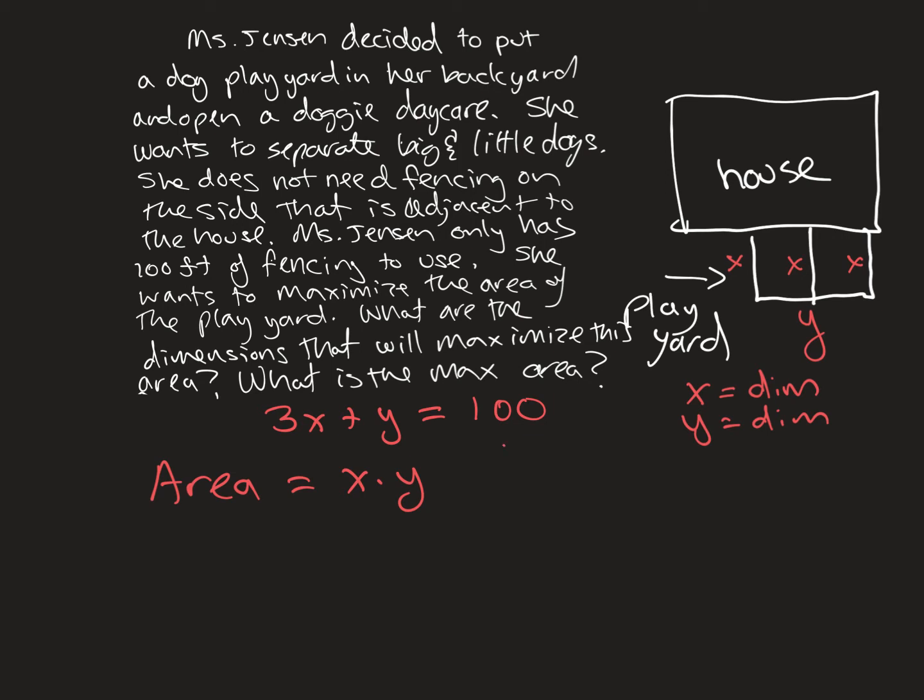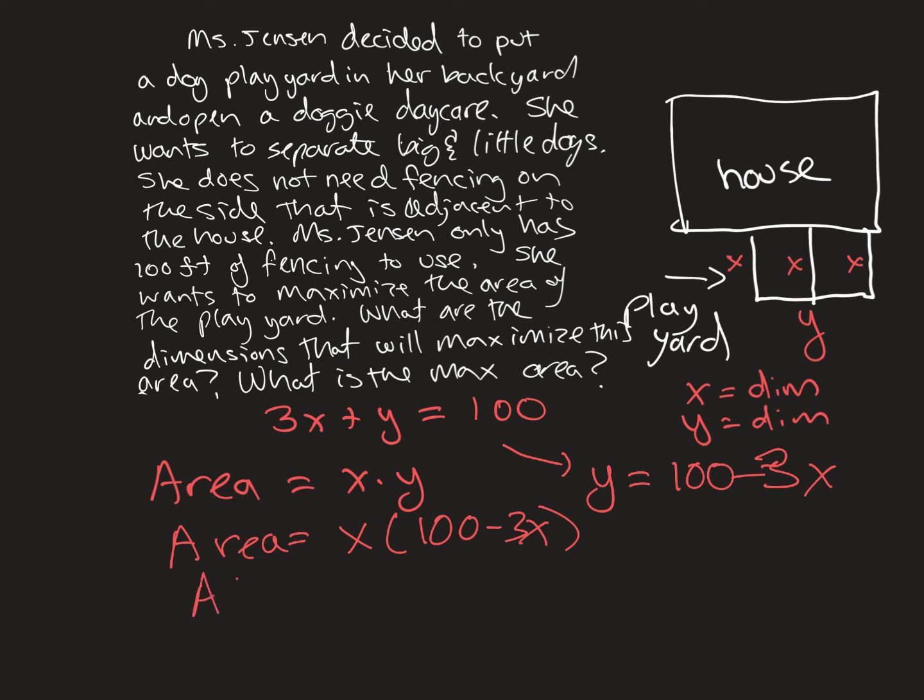So it looks like y is easiest to solve for here. It really doesn't matter. You just want to write, again, the area equation in terms of just one variable. So I'm going to be writing area in terms of x. I substitute for y, 100 minus 3x. So area in terms of x, if I distribute and order it from highest degree, I'll get negative 3x squared plus 100x.